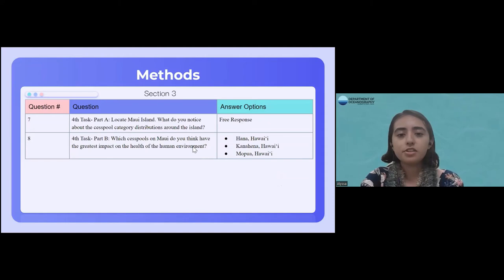And then the fourth section was going to another, different area, actually Maui. We wanted to have their own ideas of the connections they were making, and also to see if they could make the connection that a lower priority ranking correlates with a lower impact on the health of the human environment, based off three towns that have each unique rankings.